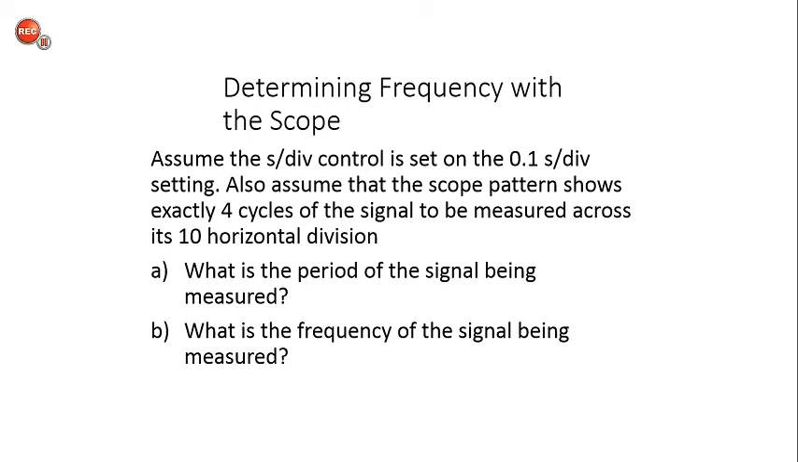So if you multiply 2.5 divisions for each cycle times 0.1 seconds per division, you would get 0.1 times 2.5, which is 250 milliseconds. The period of that waveform must be 250 milliseconds. And we can determine the frequency by taking 1 divided by 250 milliseconds, which is going to be 4 hertz. So in other words, we see 4 complete cycles every second.